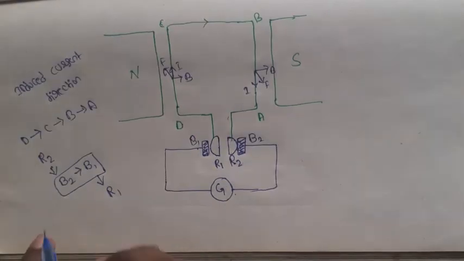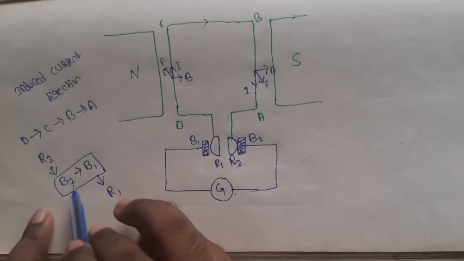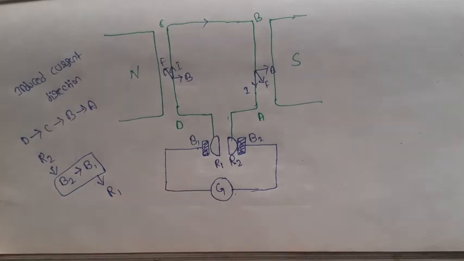After half revolution, the induced current direction never changes. Before, the induced current was B2 to B1. After half revolution, the direction of induced current is also from B2 to B1. So here the direction of the induced current is not going to change. The current has only one direction, only one polarity. So here the current is unidirectional.